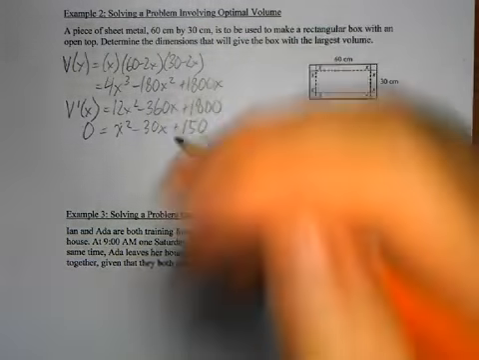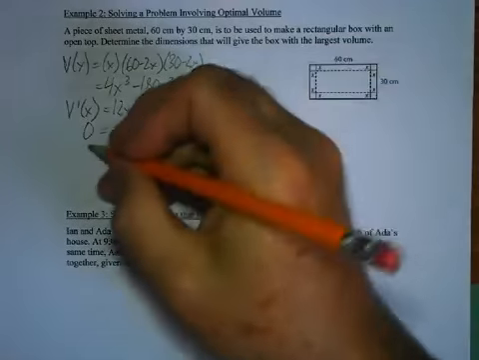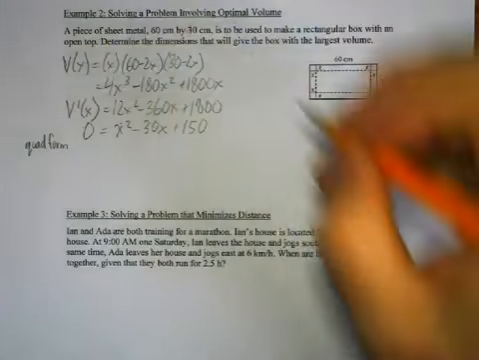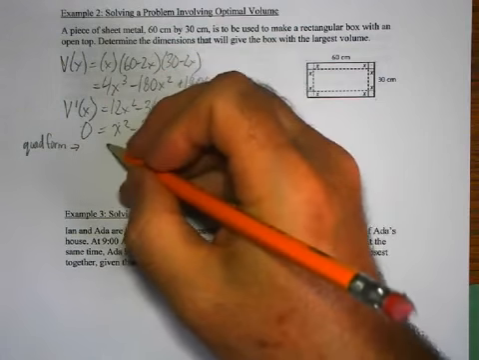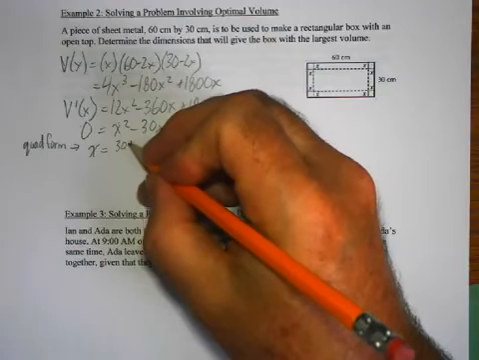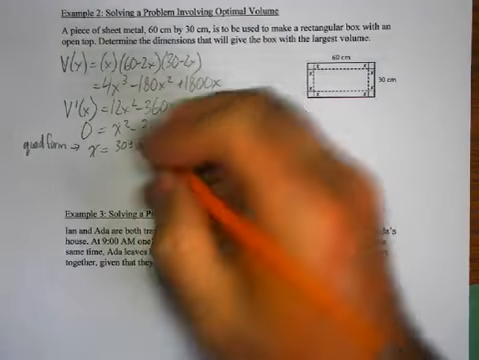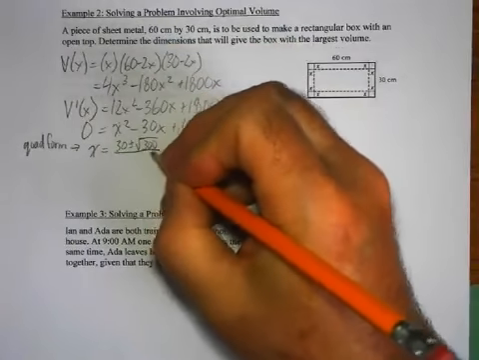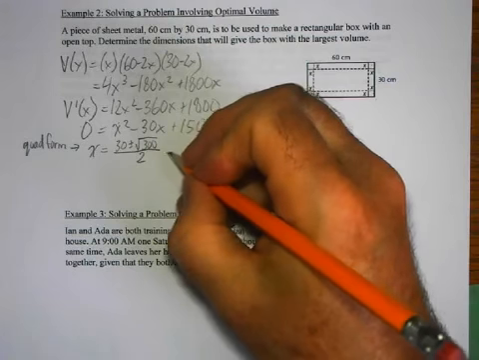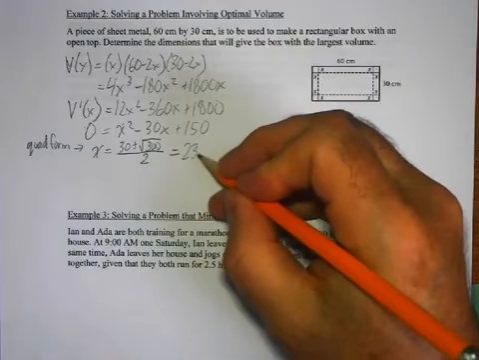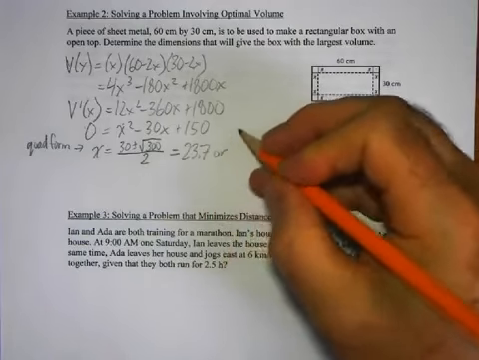Now, you think that might be factorable, but it's not. If you plug this into the quadratic formula, I'll just put how we got it. Quadratic formula, we get x is equal to 30 plus or minus, I believe that's the square root of 300, over 2. So when you do both branches of that, you get 23.7 or 6.3.